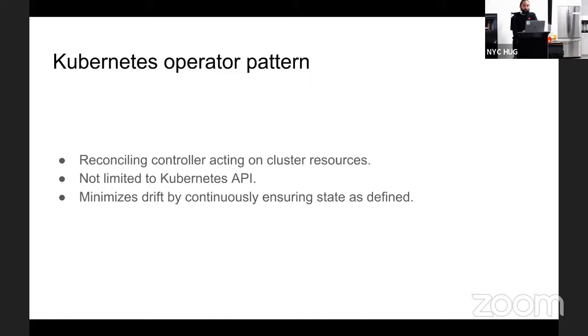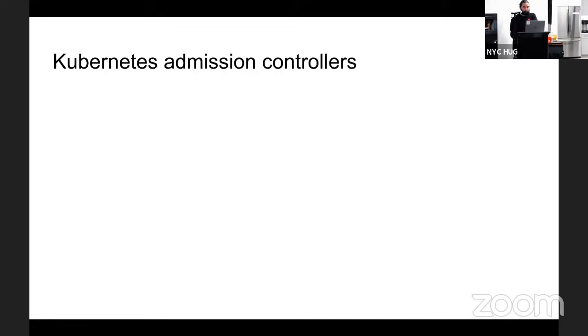It minimizes drift by continuously ensuring that whatever you're stating, whatever your definition is in your YAML file or in your Kubernetes manifest, is what the actual real state of the thing is. This is in contrast to what I was saying earlier with Terraform: when you apply something, it gets created, it gets applied, and everything is in perfect sync. But somebody could make changes, or maybe some other automation can make changes a minute after that, and they're going to get overridden. Whereas with a Kubernetes operator, things are continuously applied and continuously in sync.